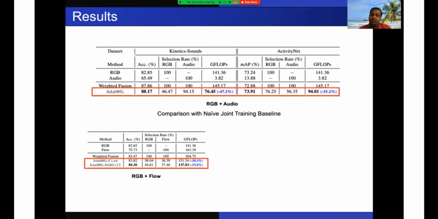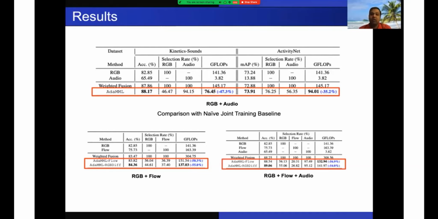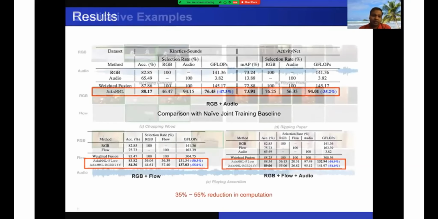Similarly, for the other combination of RGB and flow on Kinetics-Sounds, our approach, while using RGB difference in the policy network, outperforms the baseline in accuracy, as well as achieving about 55% reduction in computation. Similarly, for the RGB, flow and audio combination, it reduces the computation by 55% and also achieves the best performance over the joint training baseline. Overall, our approach obtains 35 to 55% reduction in computation while achieving better accuracy over the standard joint training baseline.